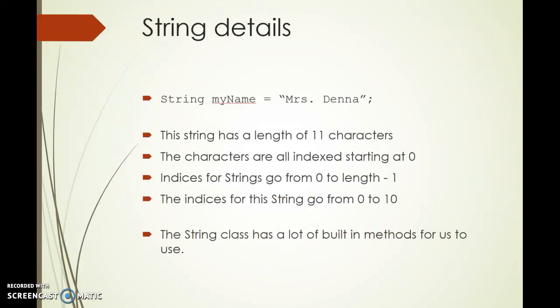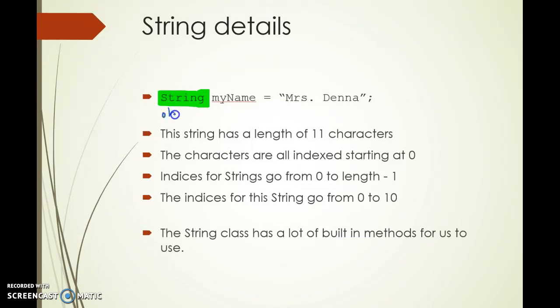All right, so let's talk a little bit about this string. Let's say I were to create a string variable. First of all, notice the first word that comes first is the type of object I'm creating. So right now I am creating a string reference. Okay, so it's a reference to a string variable. The variable name is my name, and then this part right here are the contents of that string.